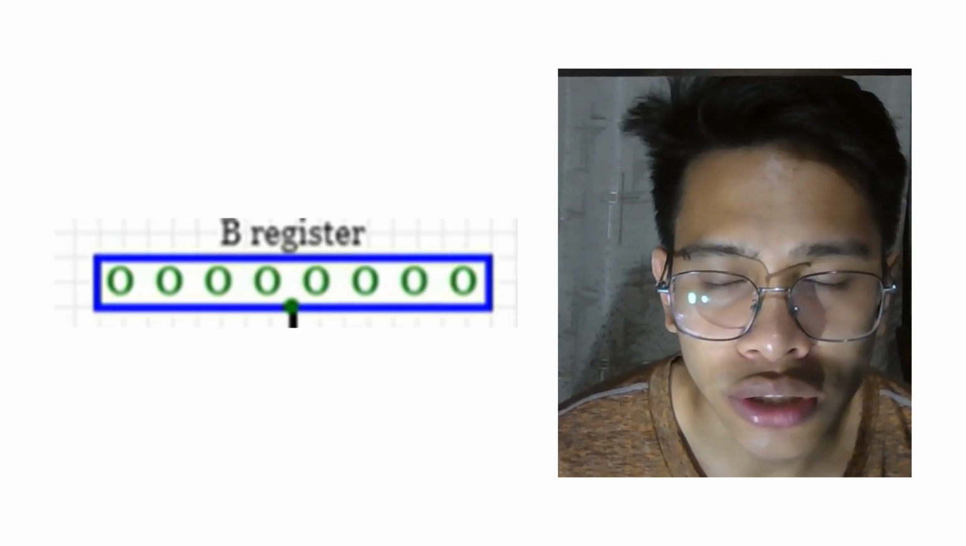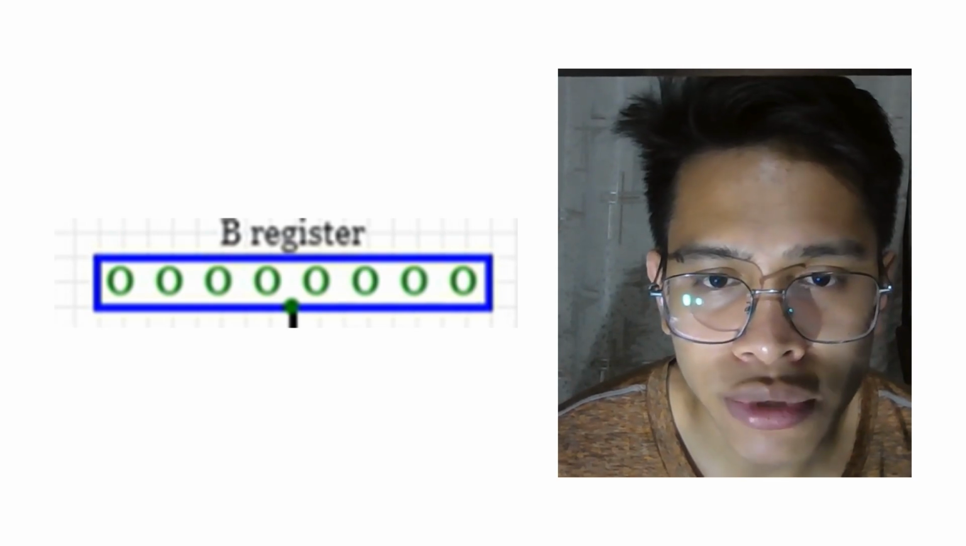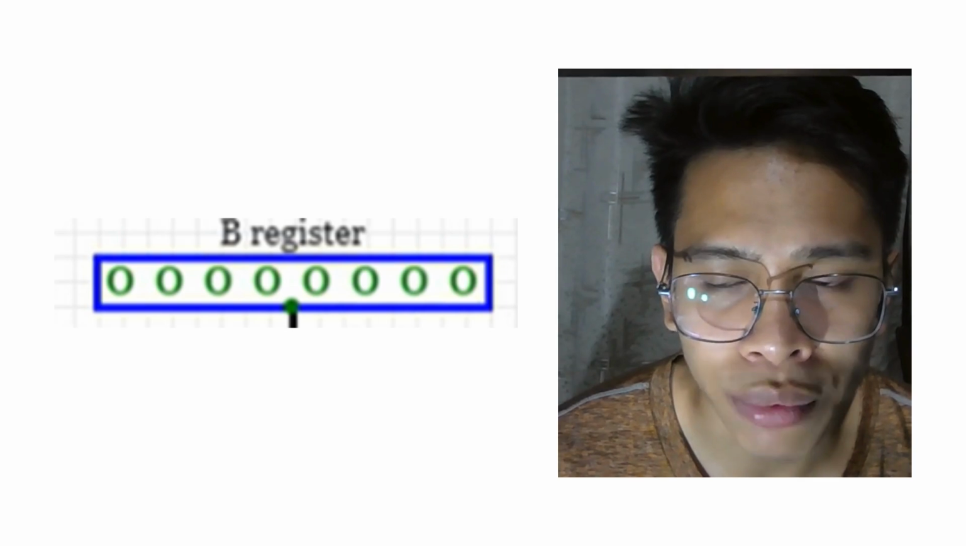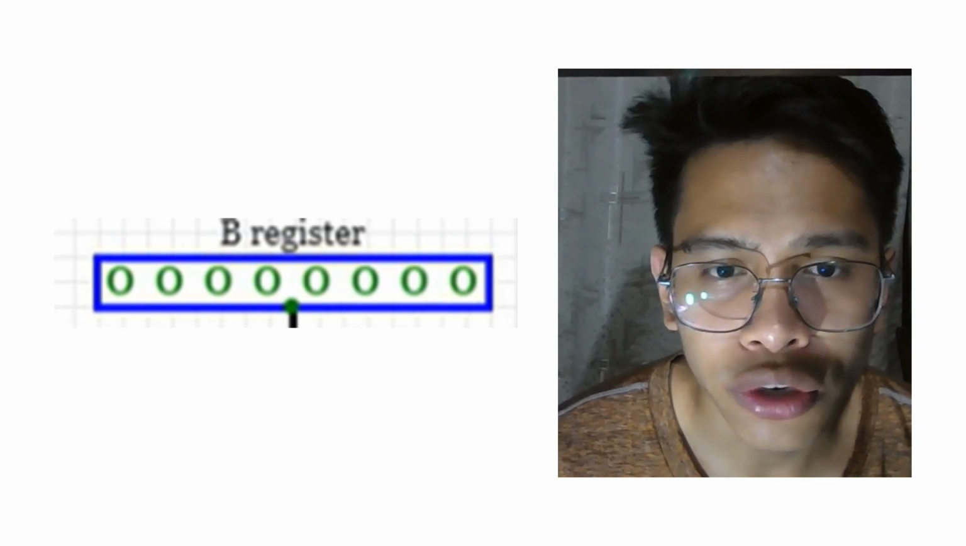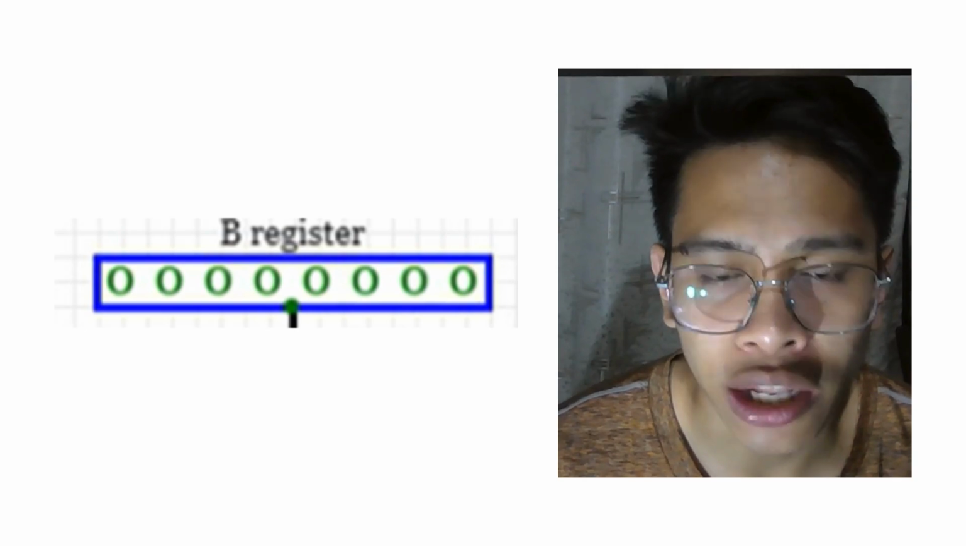The next one is the B register. The B register serves as a secondary register for storing operands used in ALU operations. Together with the accumulator, it forms the input pair for the ALU.